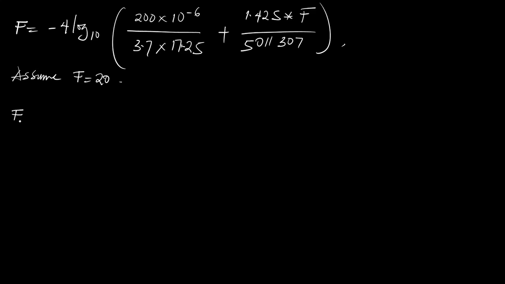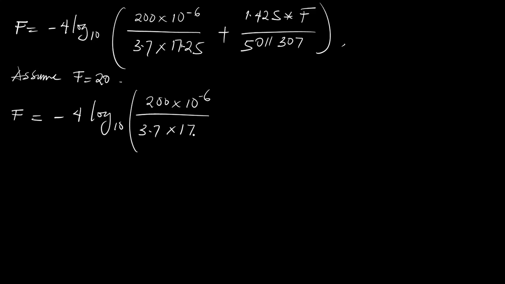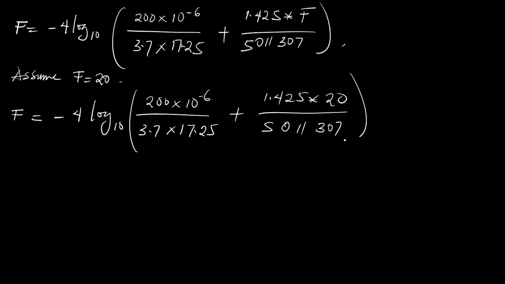So the new F will now be equal to minus 4 log to base 10 of 200 times 10 raised to power minus 6 divided by 3.7 divided by 17.25, plus 1.425 times 20 divided by 5,011,307.